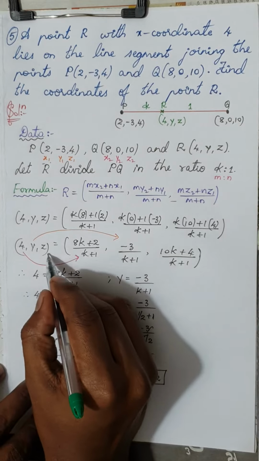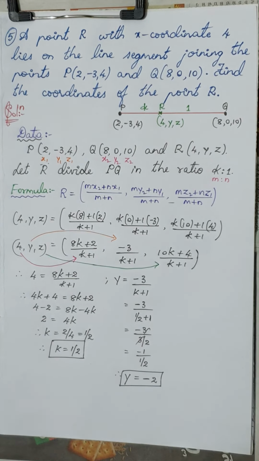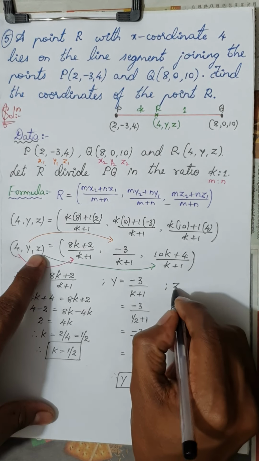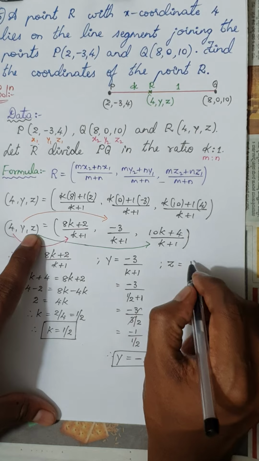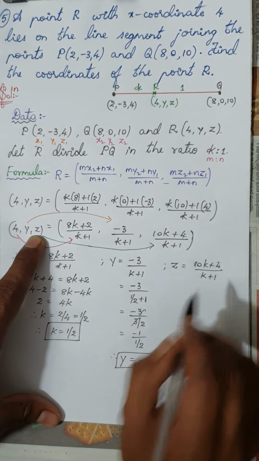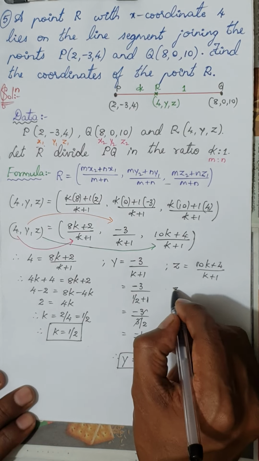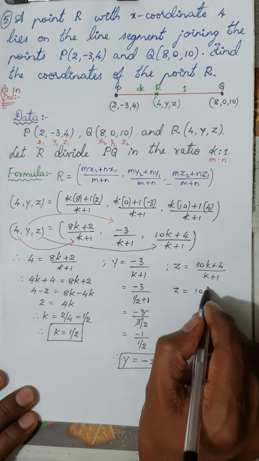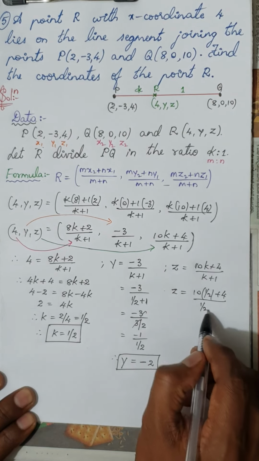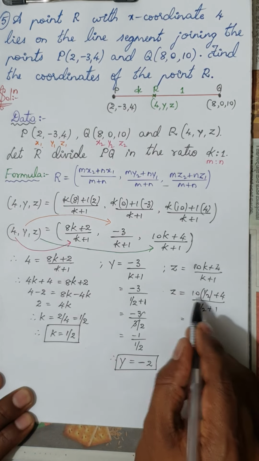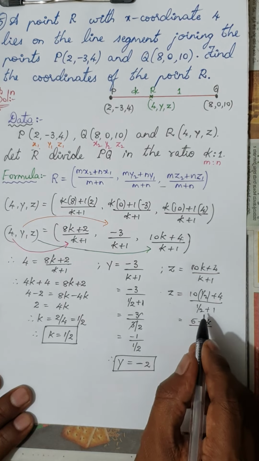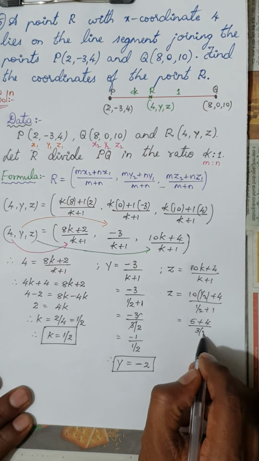In the same way, to get the value of z, let me equate the z coordinates. Okay, same procedure. What is the z coordinate here? Actually z is equal to 10k plus 4 divided by k plus 1. So z will be nothing but 10 times k, that is half, so 10 times half plus 4 divided by half plus 1. This is nothing but 10 times half, 10 by 2 is 5. So 5 plus 4 divided by, as I said before, half plus 1 is actually nothing but 3 by 2.